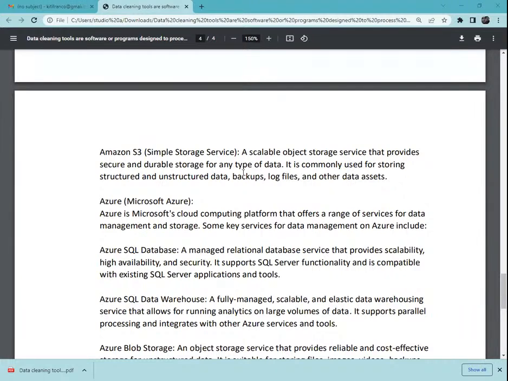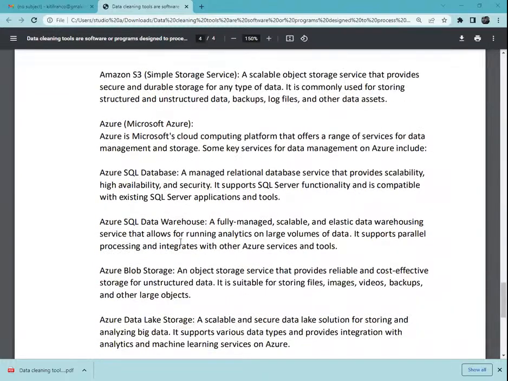And then we have the famous Azure by Microsoft. Azure is Microsoft's cloud computing platform that offers a range of services for data management and storage. Some key services for data management on Azure include Azure SQL Database, the concept of, again, relational DBs, a managed relational database service that provides scalability, high availability, and security. It supports SQL Server functionality and is compatible with existing SQL Server applications and tools.